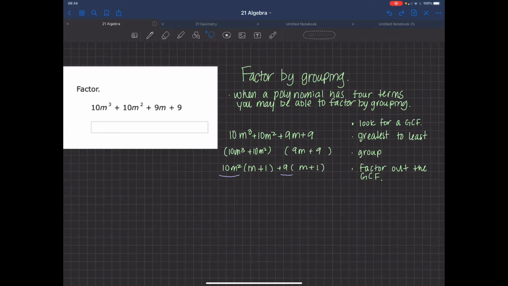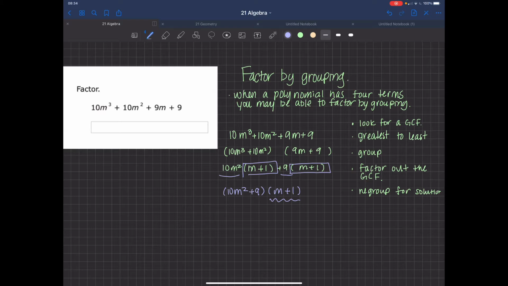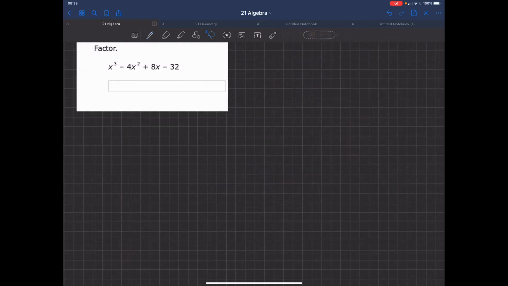So the new GCFs, the 10m squared and the 9, are going to make one group. And my second group is going to be whatever is left over, so that's going to be the m plus 1. I know that we have 2 m plus 1s. We just need to make sure that they match in order to write it down. Then at the end, you regroup for the solution. So my solution to this one is going to be 10m squared plus 9 times m plus 1.